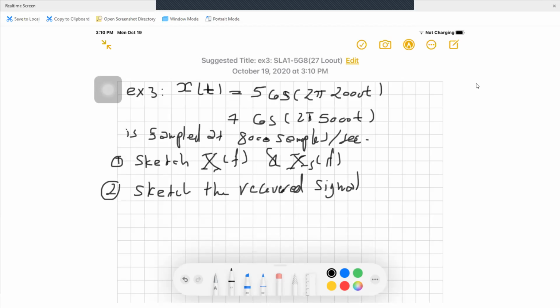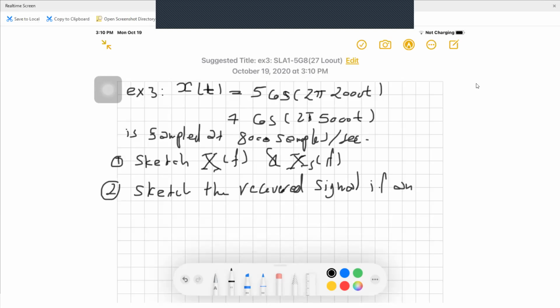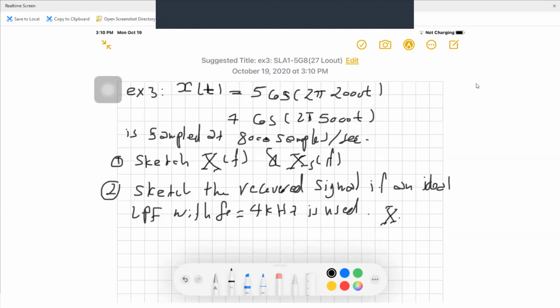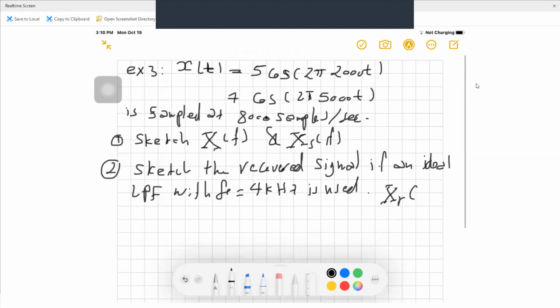The recovered signal, if an ideal low pass filter with cutoff frequency FC equals to 4 kilohertz is used. Okay, in other words, it means what? We are going to plot X recovered of F spectrum.